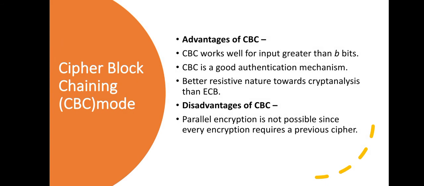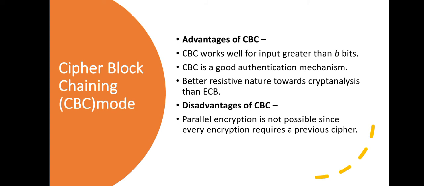Advantage of cipher block chaining. Cipher block chaining works well for input greater than b bits. CBC is a good authentication mechanism. Cipher block chaining is a good authentication mechanism, as we have seen, better than the electronic codebook mode. Better resistive nature toward cryptanalysis than ECB.